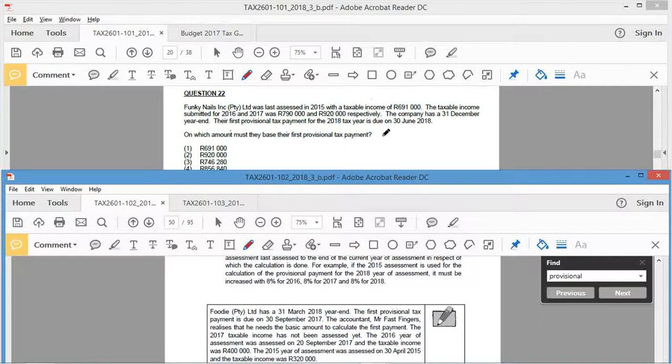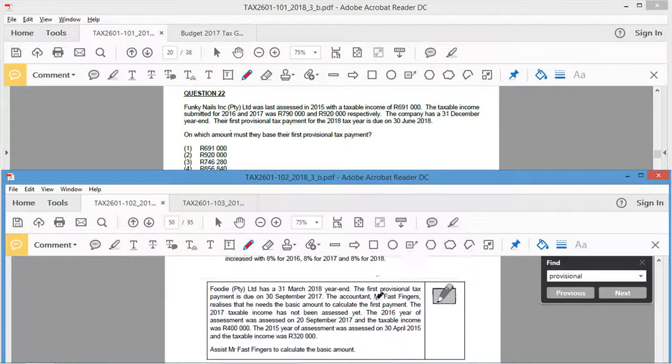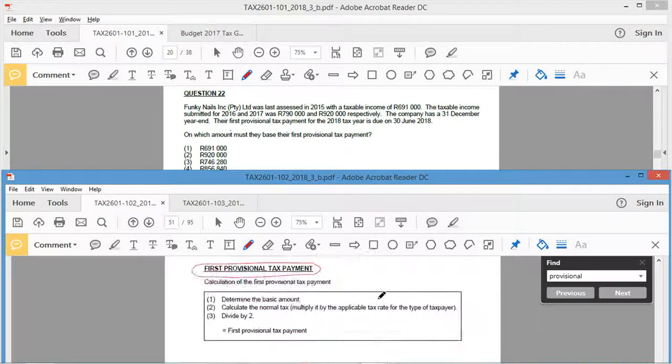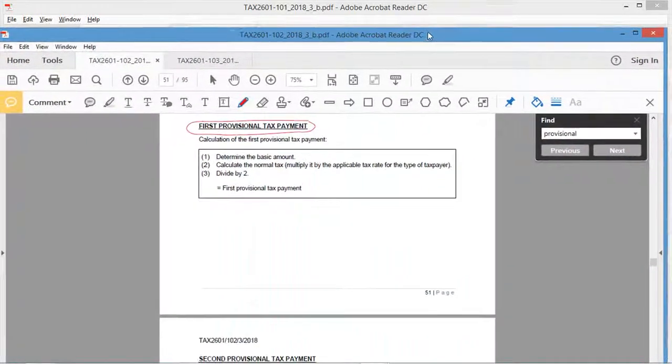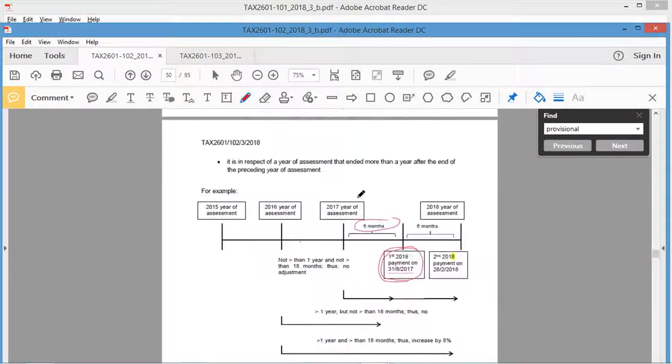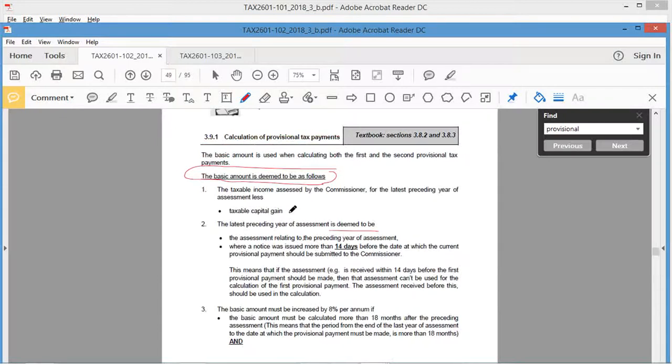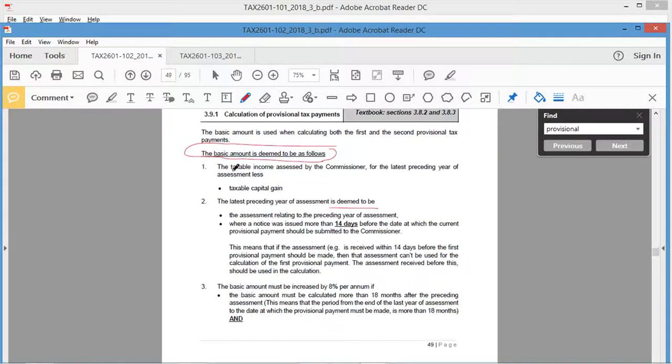Just want to show you something else as well here. There it is. So the provisional tax payment calculation of the first provisional tax payment: determine the basic amounts. The big issue that we're looking at here is what is the basic amount. So the basic amount is deemed to be as follows. You've got these 3 options that you can apply when calculating or determining the basic amount.